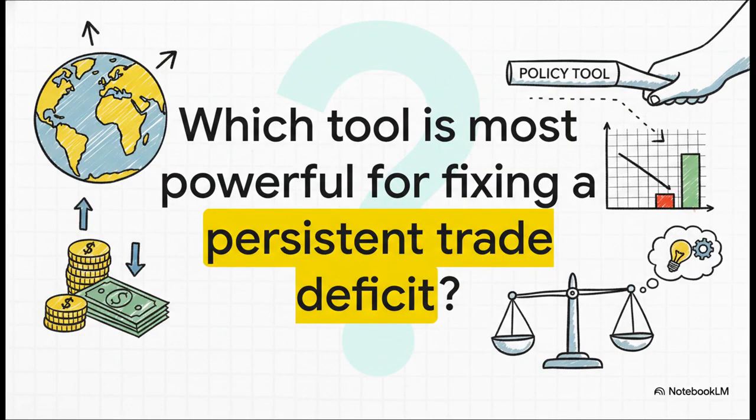So let's end with one last thought. Now that you understand all the mechanics, the balance of payments, exchange rates, these key theories, imagine you're a policymaker. If your country was facing a nasty, persistent trade deficit, which of these concepts or tools do you think is the most powerful for actually fixing it? That's when all this theory really meets the real world.